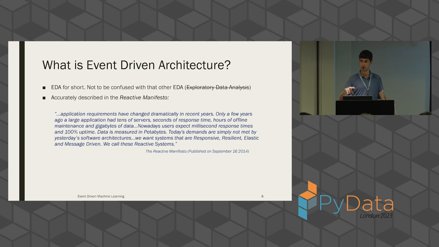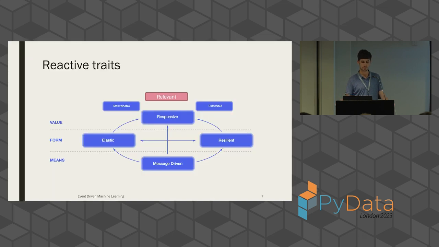So this diagram is from the reactive manifesto, and it captures all of the traits that are part of an event-driven system in general. So how does it work? It's message-driven, and we're going to dive into what that means later on. But in essence, all the different communications and the basic backbone of the system rely on messages that transfer in between all of these components.